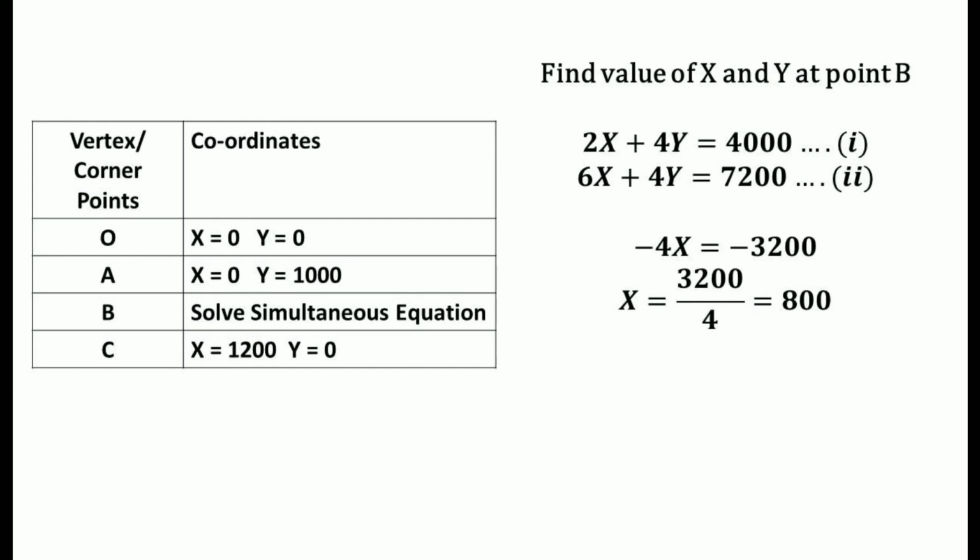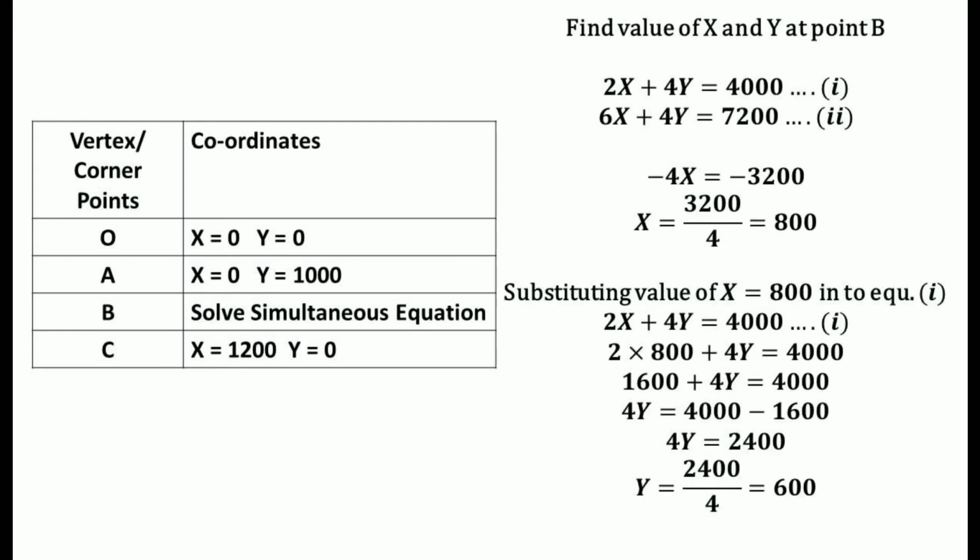Here the coefficient of y in both equations is the same, that is 4y. So we are just subtracting the equations. If we subtract equation 2 from equation 1, we get 2x minus 6x, which is minus 4x, 4y minus 4y, which is equal to 0, and 4000 minus 7200, which is minus 3200. From this we can calculate x, which is equal to 3200 divided by 4, which is 800. So we have got x is equal to 800.